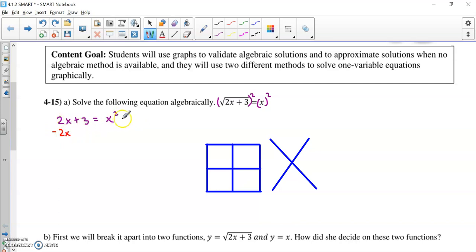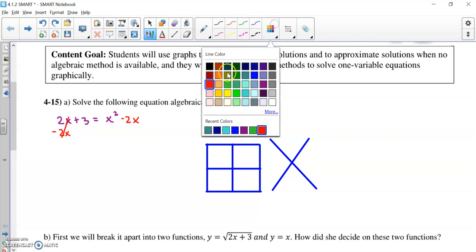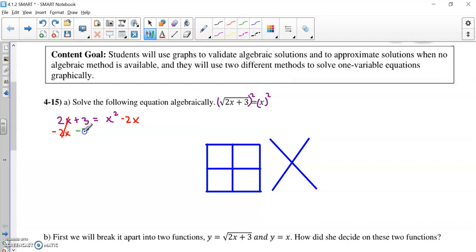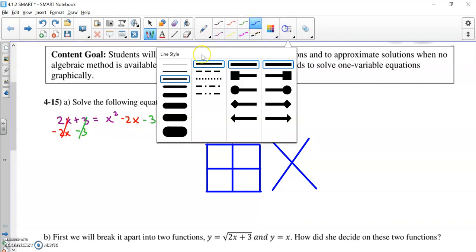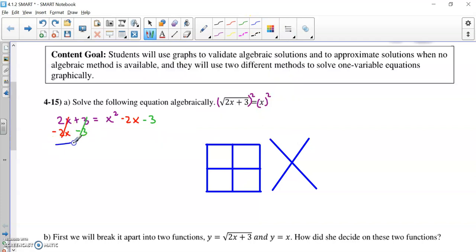So I'm going to subtract 2x from both sides. That's going to cancel my 2x's on the left. And then I will subtract 3 from both sides. That's going to cancel the 3's from the left. So now I have 0 on the left side, and on the right side I have my nice quadratic of x squared minus 2x minus 3.